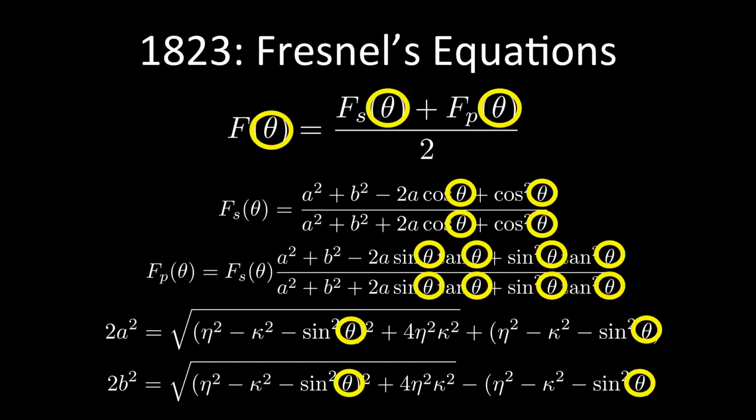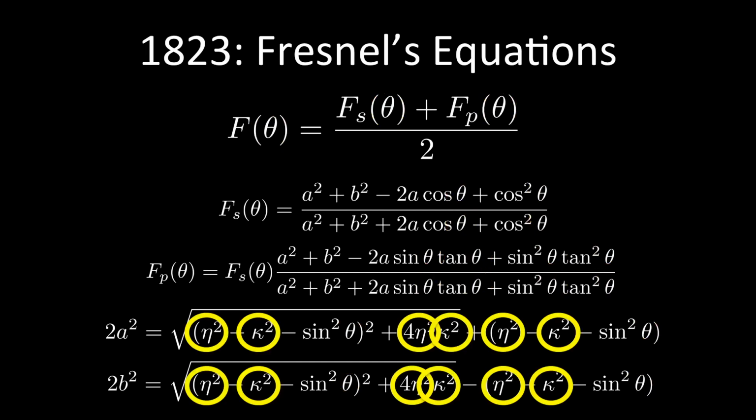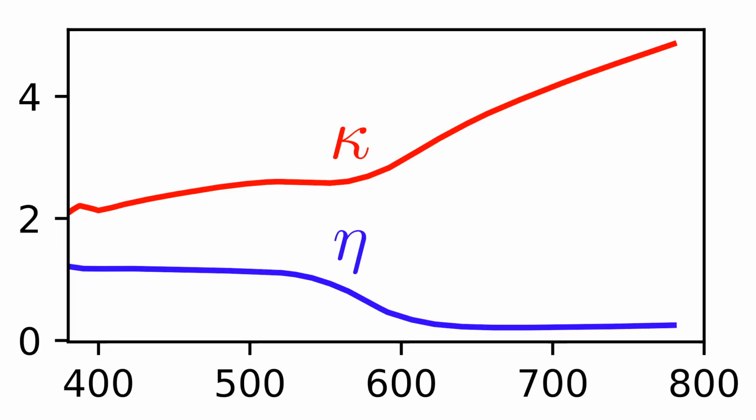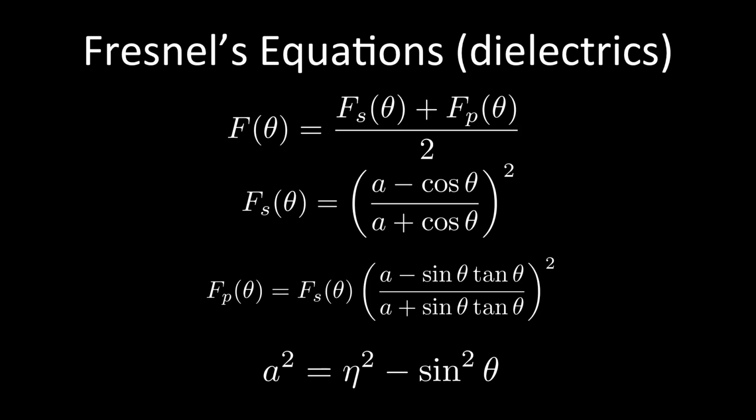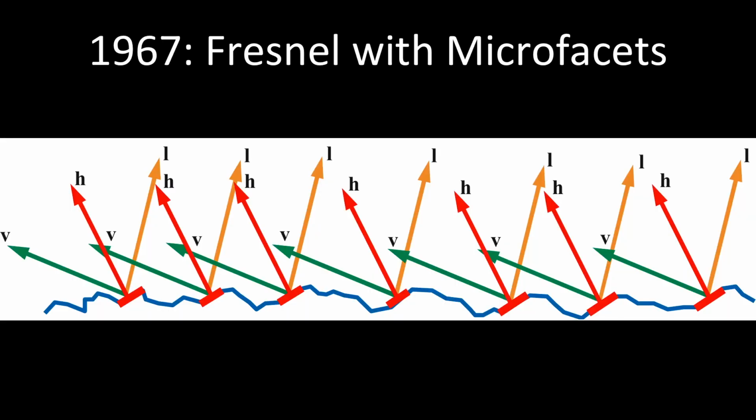The equations depend on the angle of incidence, theta, and are parameterized by eta and kappa, which together comprise the complex index of refraction, or IOR. Eta and kappa values may vary for different wavelengths over the visible spectrum, especially for colored metals such as copper, shown here. For dielectrics or nonmetals, kappa is 0, which simplifies the equations considerably.